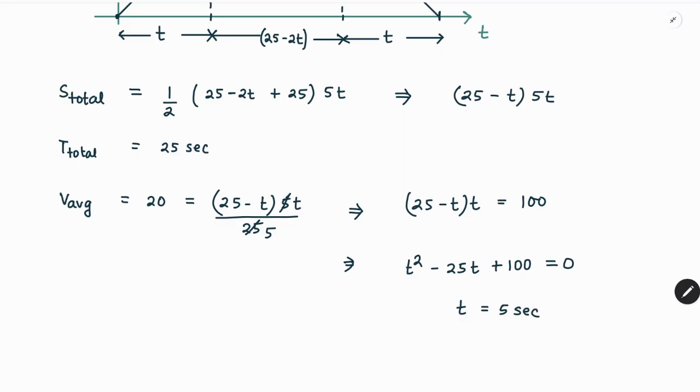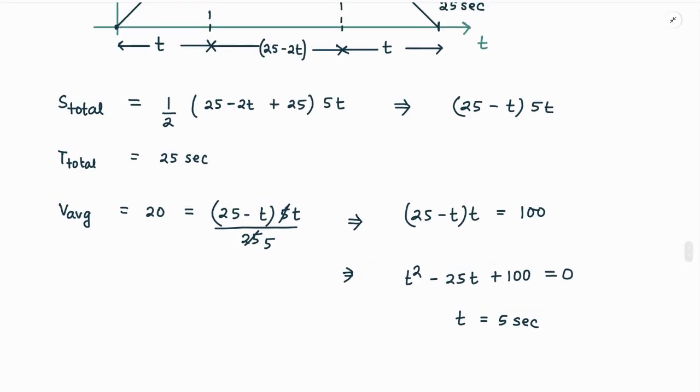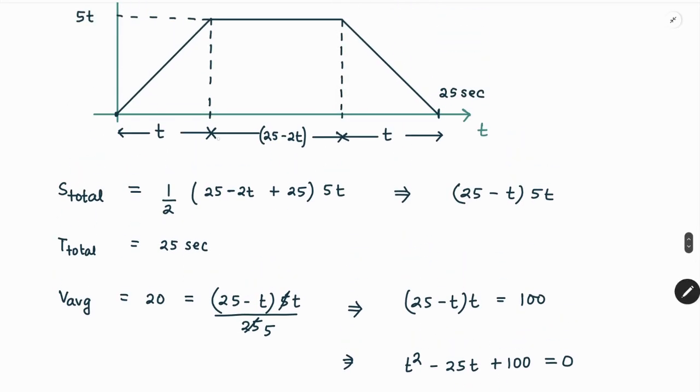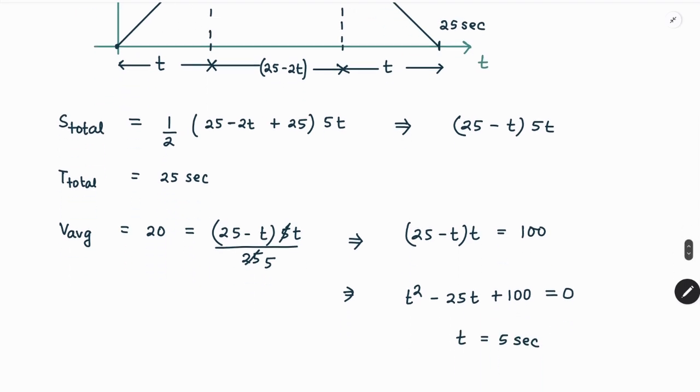Now the problem is asking us to calculate the time duration for which the car moves uniformly. So the duration for which the car moves uniformly is 25 minus 10, that is 15 seconds. Therefore the car moves uniformly for 15 seconds, and this is the final answer for this particular problem, which was problem number 1.3 of IE Rudolph.